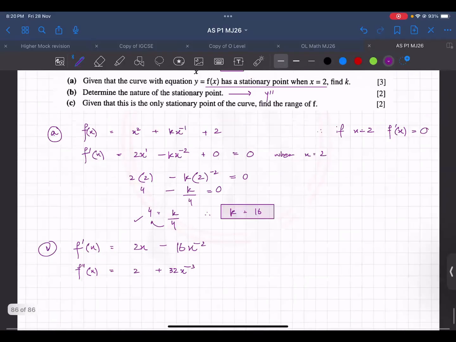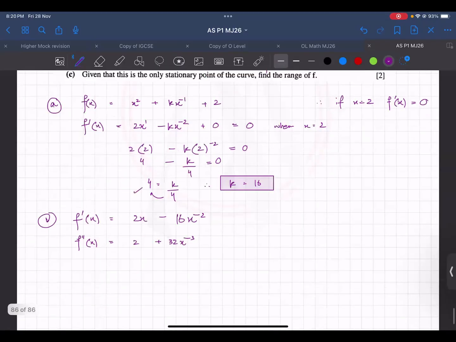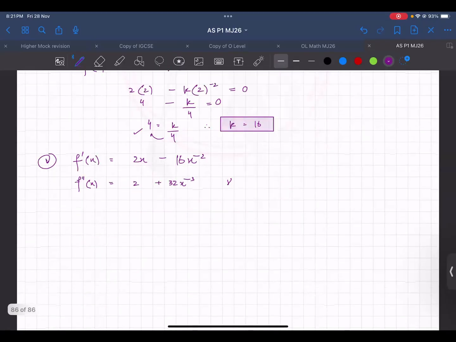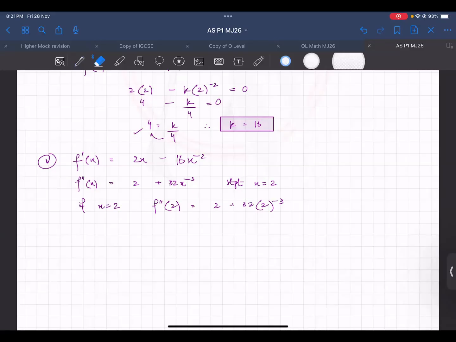And now we have to find the nature of this stationary point. So the stationary point was when your x is 2. So if x is 2, the value of the second derivative at this point will be positive. This will be 2 plus 32 upon 8, which is 4. So 2 plus 4 is 6, which is positive, and which means definitely that this point is the minimum point. That's it.